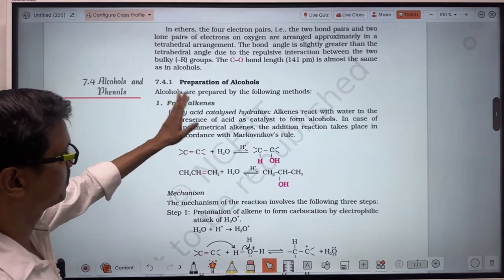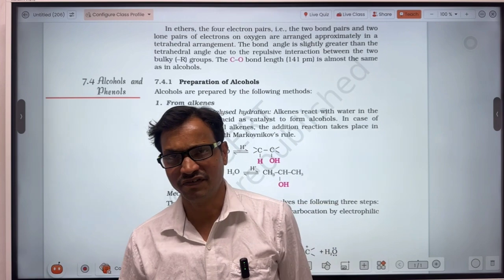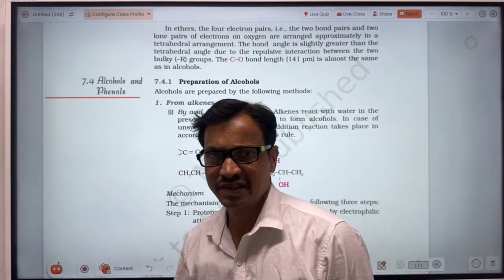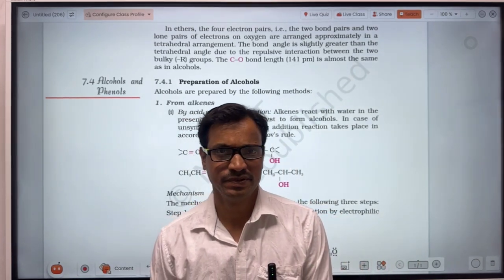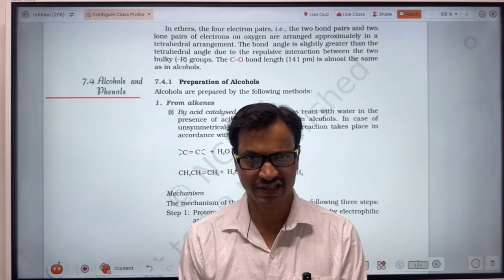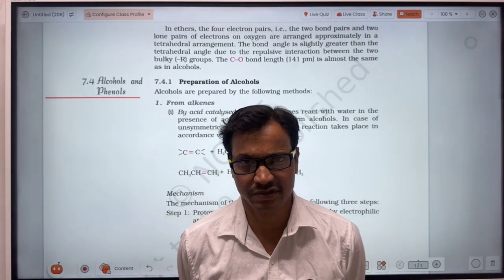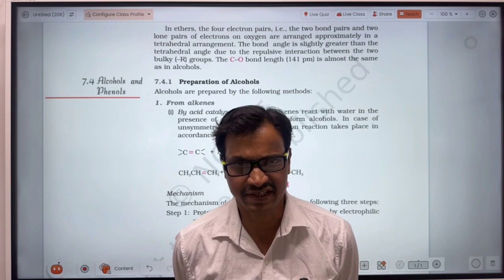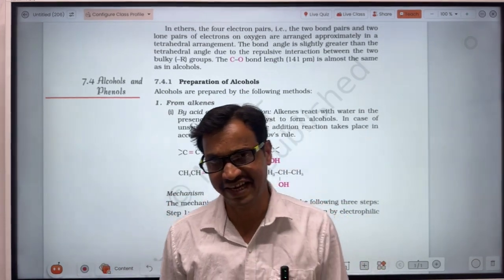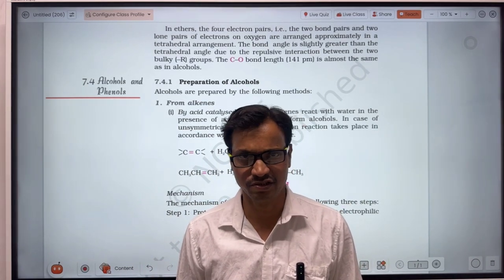Then after that is alcohols and phenols. Then we will discuss the preparation of alcohols. There are mechanisms also in this chapter. There are 3 mechanisms, from which one question is asked in the 12th board examination. So we will discuss the mechanisms separately. Firstly, we will just go through the reactions, that means the chemical methods of preparation of alcohol.